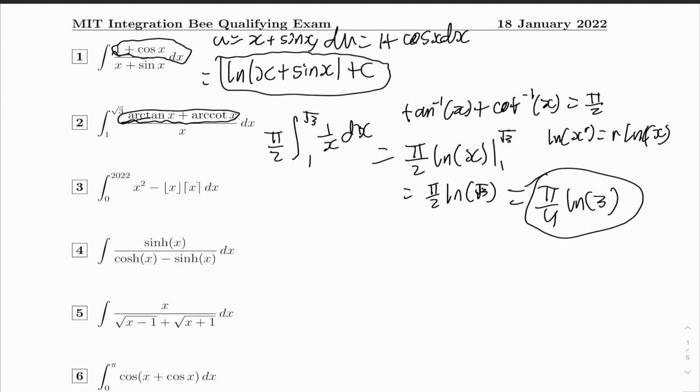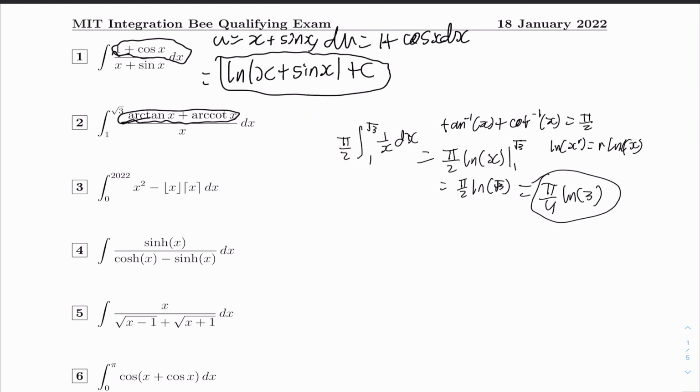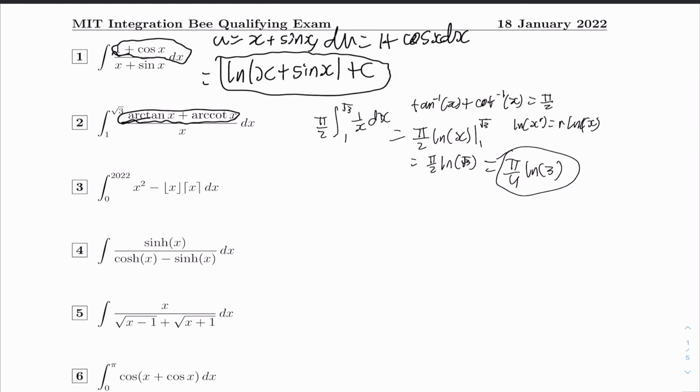And question 3 is actually a really interesting integral that I will save for another video, as it deserves its own video due to the cool properties that the floor and the ceiling have. We can see that this is the floor and this is the ceiling. So let's move on to question 4 actually.